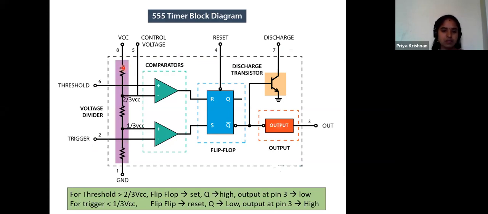We have the potential divider in purple color. Three resistors are present here, and then two comparator blocks. We all know what a comparator is.